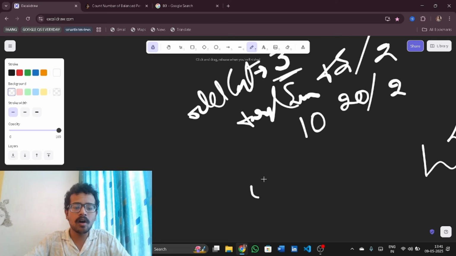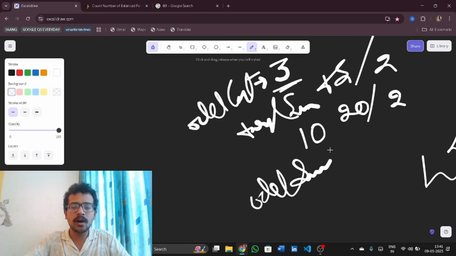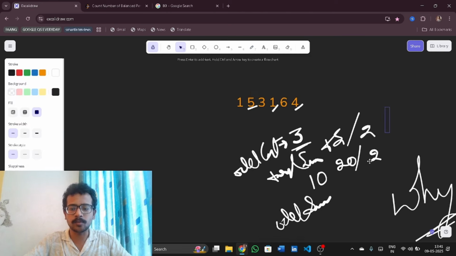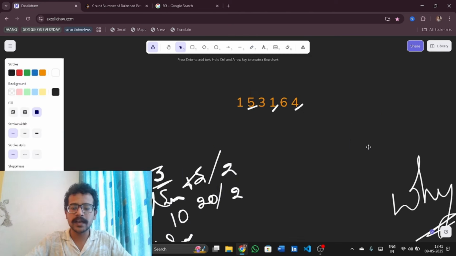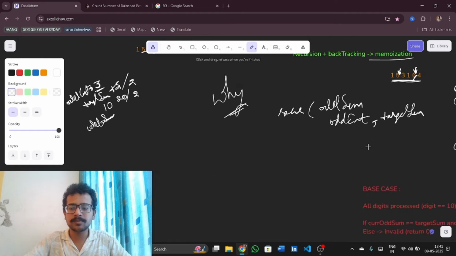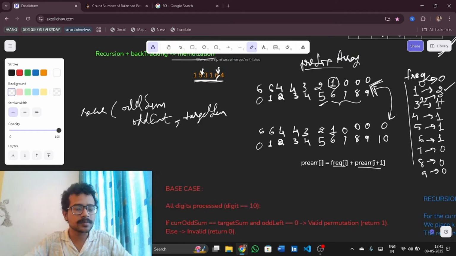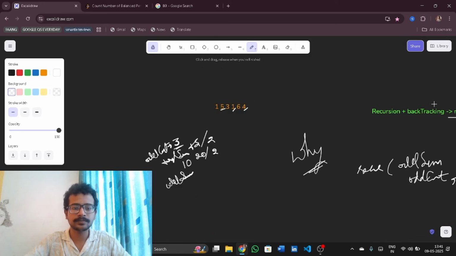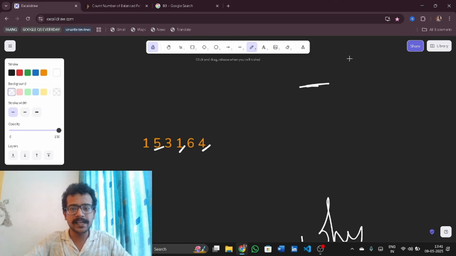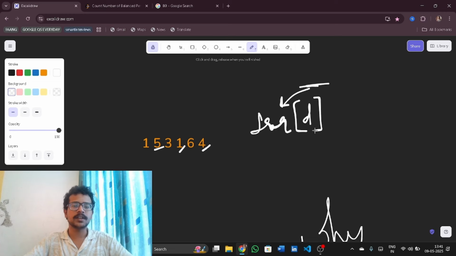What is the odd sum? The odd sum will be telling us, here comes the most crucial part. Here, as I said, 1 is present for 2 times, 2 is present for 0 times, 3 is present for 1 time. At this, I'll check the frequency of a digit. Now, the digit is 1. What is the frequency of 1? Frequency of 1 is 2.